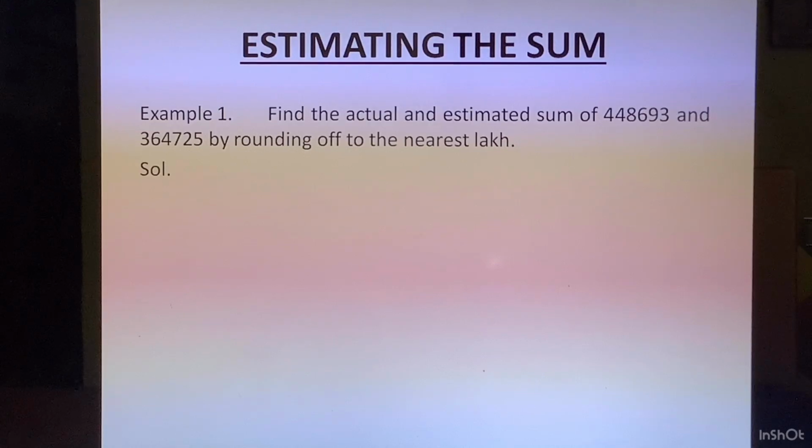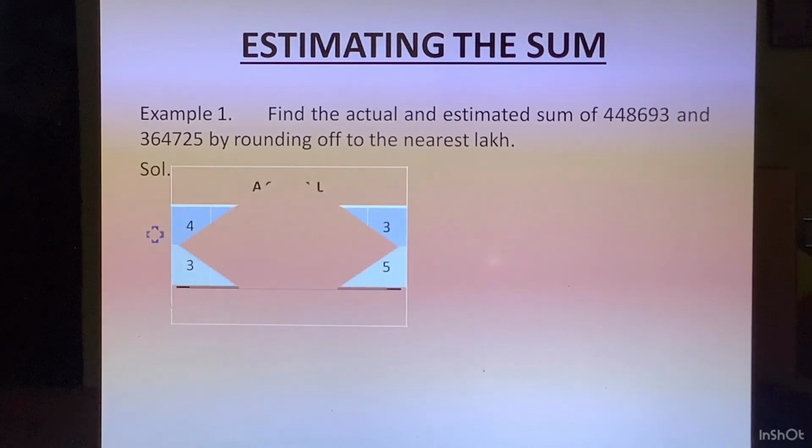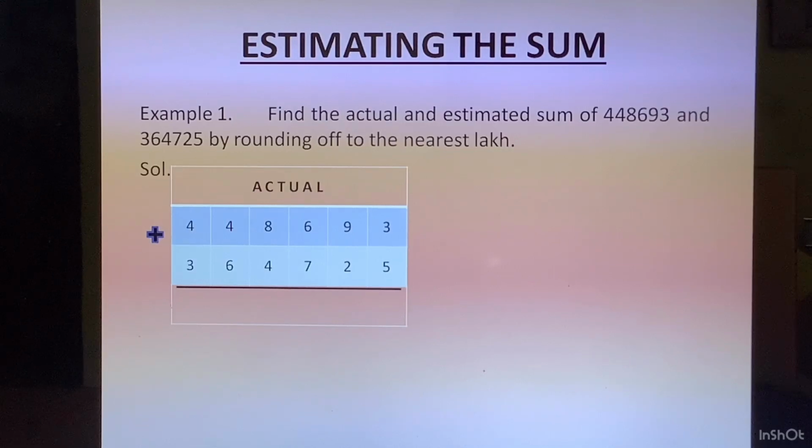Now sums on estimating. Here the example is, find the actual and estimated sum of 448693 and 364725 by rounding off to the nearest lakh. Here first we'll write the numbers one below the other and add them. This is the normal addition that we have been doing. So after addition we will get 813418. Now after we have done the addition, we will round off these numbers to the nearest lakhs place.